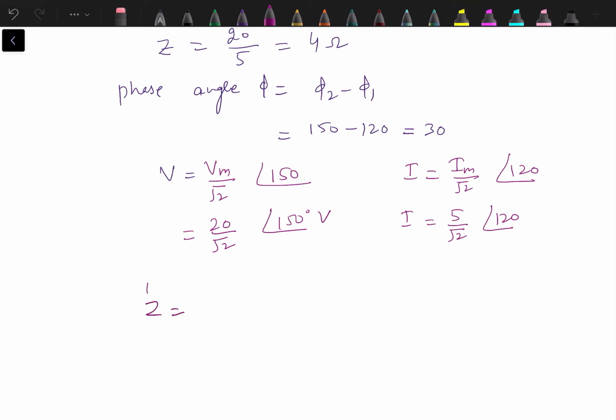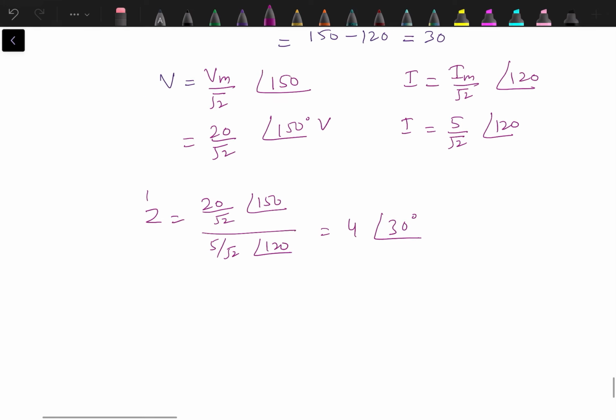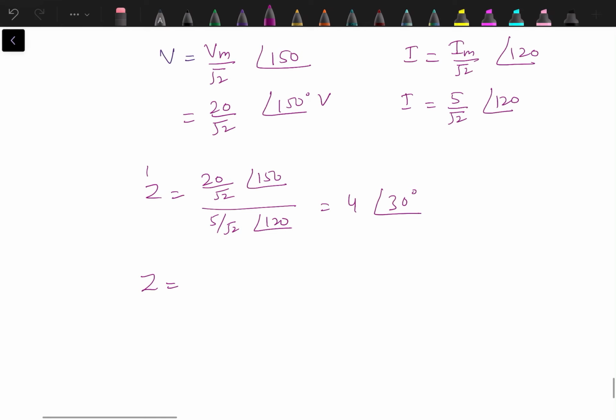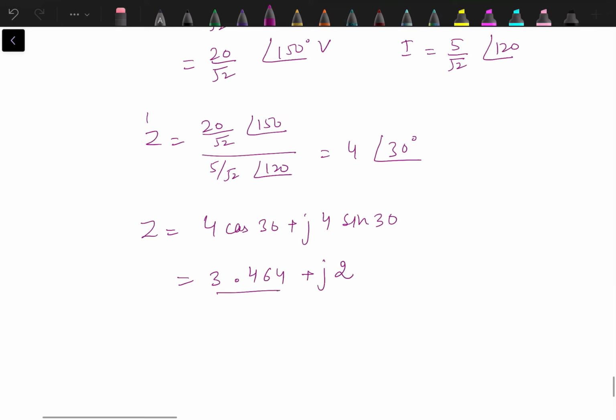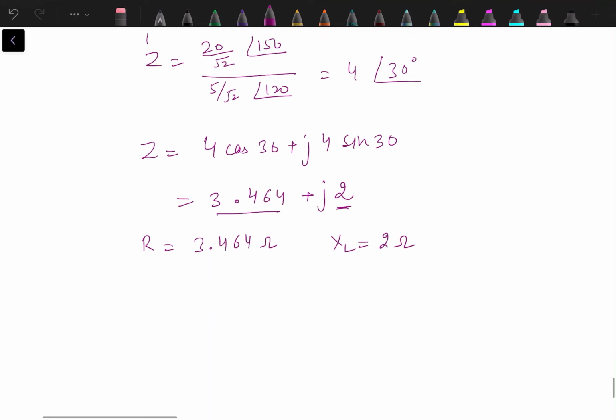So in polar form, impedance is 20 by root 2 angle 150 upon 5 by root 2 angle 120. So it's basically 4 angle 30 degree. Now if we change this into rectangular form, you can write it as 4 cos 30 plus j4 sin 30. So this one is 3.464 plus j2. The real part denotes a resistance, 3.464 ohm. The imaginary part denotes a reactance, XL is 2 ohm.